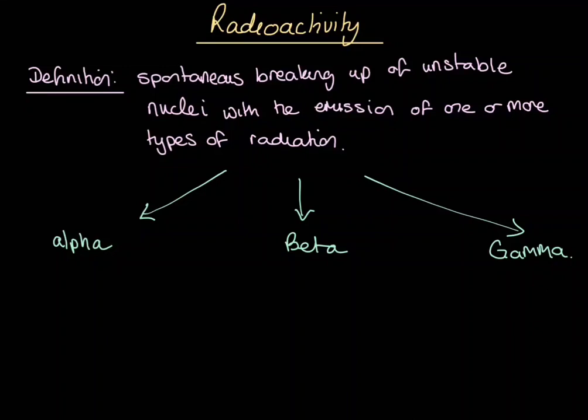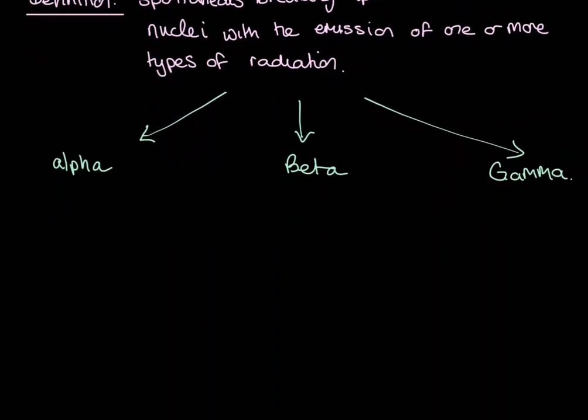So this nucleus is not like a normal, stable, neutral atom. There's something amiss when it's trying to become more stable. When it tries to become more stable, the radiation is emitted. And we have three types of radiation: alpha, beta, and gamma. So let's take a look at the first one, which is alpha.